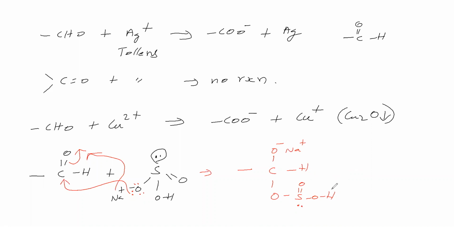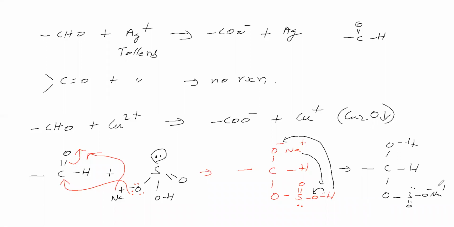From here, hydrogen is shifting and this bond is shifting. In the next step, this hydrogen goes to this place and Na plus comes to this place. So we will get CH, this is OH, this is O, S double bond O, and O minus Na plus. Now here you see this C double bond O becomes C single bond O. To this oxygen, hydrogen is added, and to this carbon, this group is added.